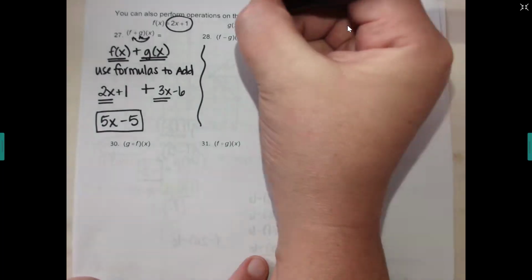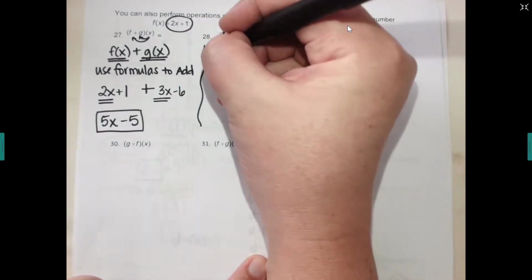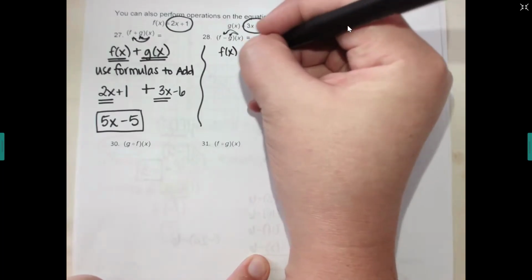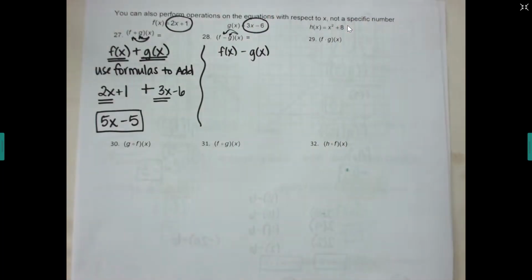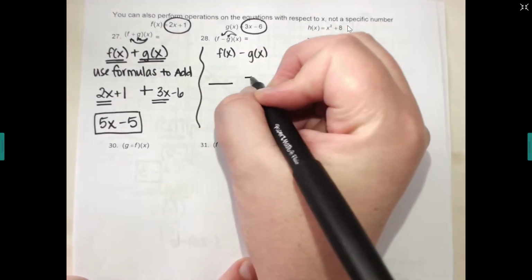For number 28, my operation in the middle is subtraction. So I want F of X minus G of X. My F of X formula, yes? Say that again. Oh, you would just leave it like that. Oh, you mean like take the 5 out? Yeah, you can just leave it. Okay, F of X minus G of X. Little trick here. Okay, put F minus G.